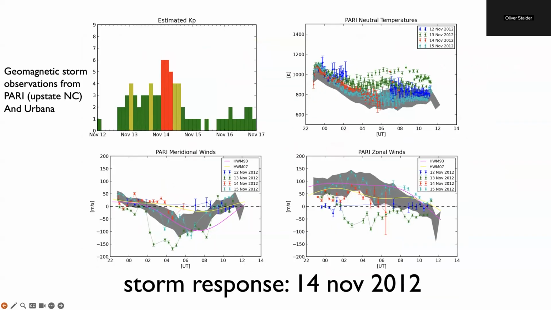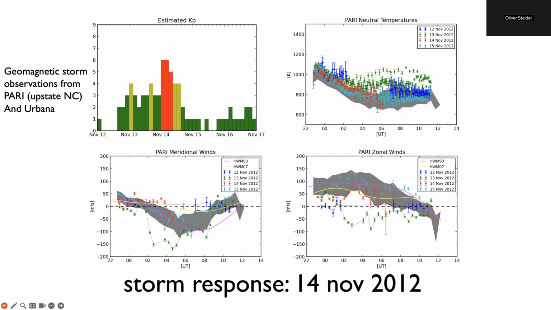And for the case of a geomagnetic storm, this is from a Fabry-Pérot in upstate North Carolina, just a few miles from Clemson, and from Urbana, Illinois. And we had a major geomagnetic storm on the 14th of November in 2012. And you can see how it got quite a bit hotter as a result of the storm.